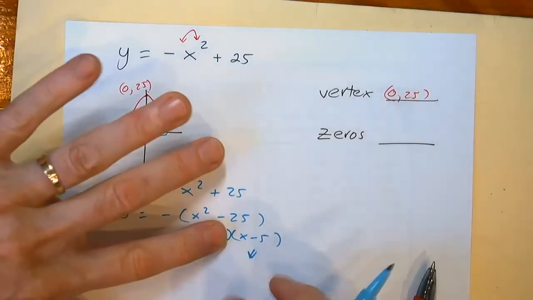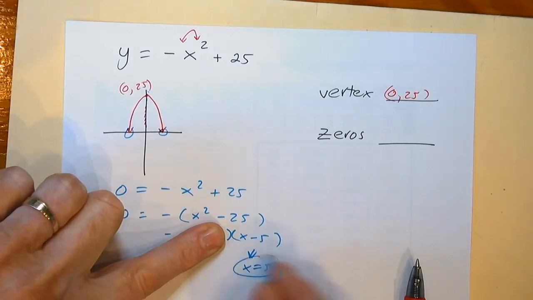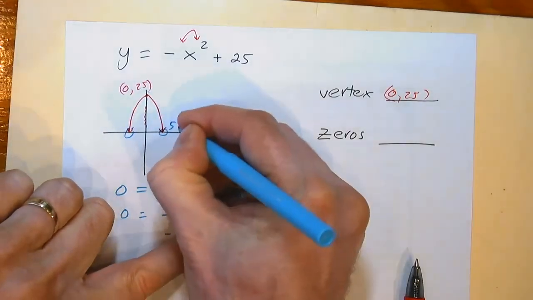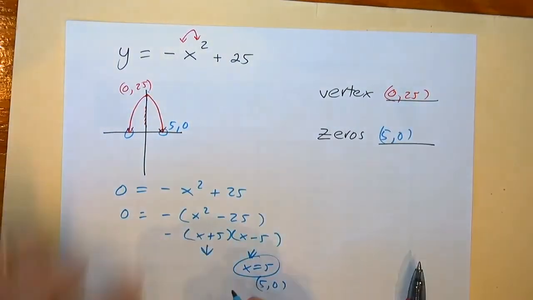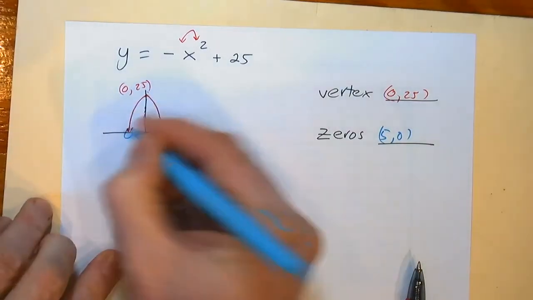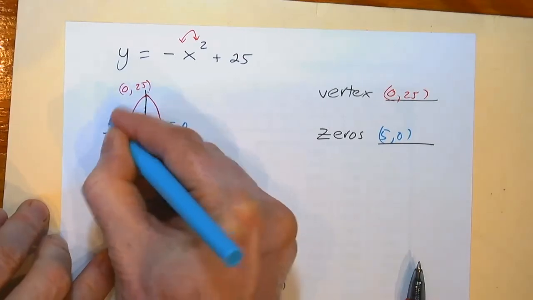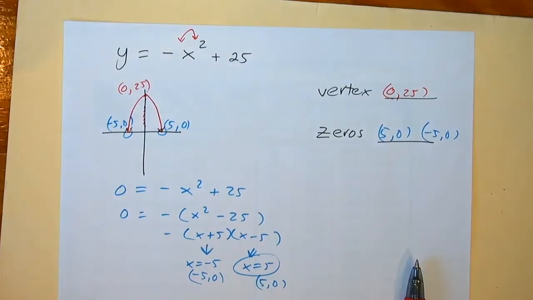In fact, some people just do it in their head. What takeaway 5 is 0? And some people just go right ahead and say it's 5. 5 makes it 0. This must be 5, 0. That's one of the zeros. 5, 0. The other one, what plus 5 is 0? Let's go to save time. Say negative 5. Negative 5 makes it 0. This one must be negative 5, 0. And negative 5, 0. Because that's what we care about.